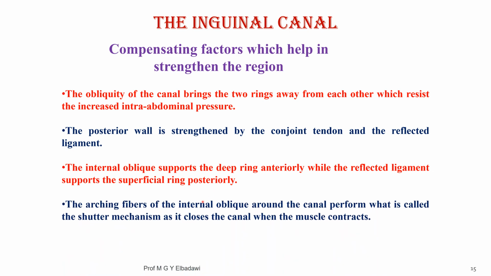on the medial side. But the most important part of supporting the inguinal region is the fibers of the internal oblique, which arch around the canal, having a triple relation to it: anterior, superior, and posterior. And this will perform what we call the shutter mechanism. This will close the canal against increased intra-abdominal pressure or when the muscle contracts.